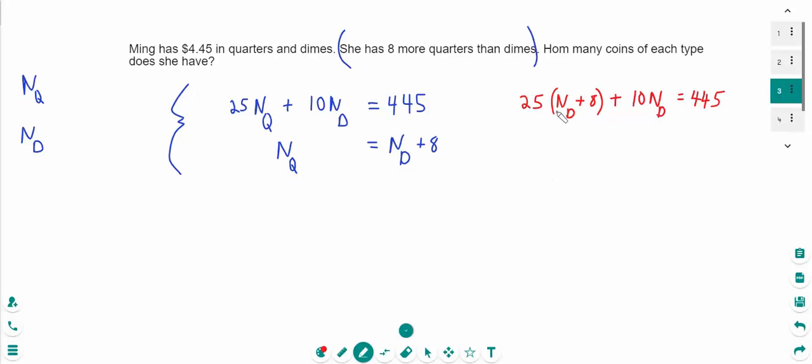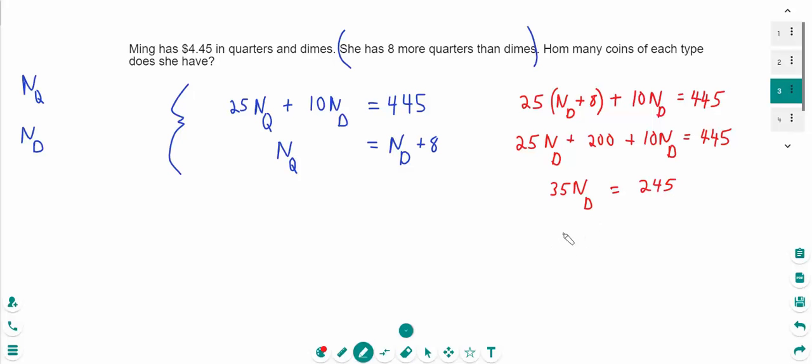Now we can multiply some things out, simplify some things, and solve as usual. So we distribute the 25 through. We have 25 n sub d plus, now 25 times 8 is going to be 200, plus 10 n sub d equals 445. We can combine like terms here. 25 n sub d plus 10 n sub d is 35 n sub d. And then we'll move the 200 over to the other side. We'll subtract it, and on the other side, we'll have 445 minus 200, which is 245.